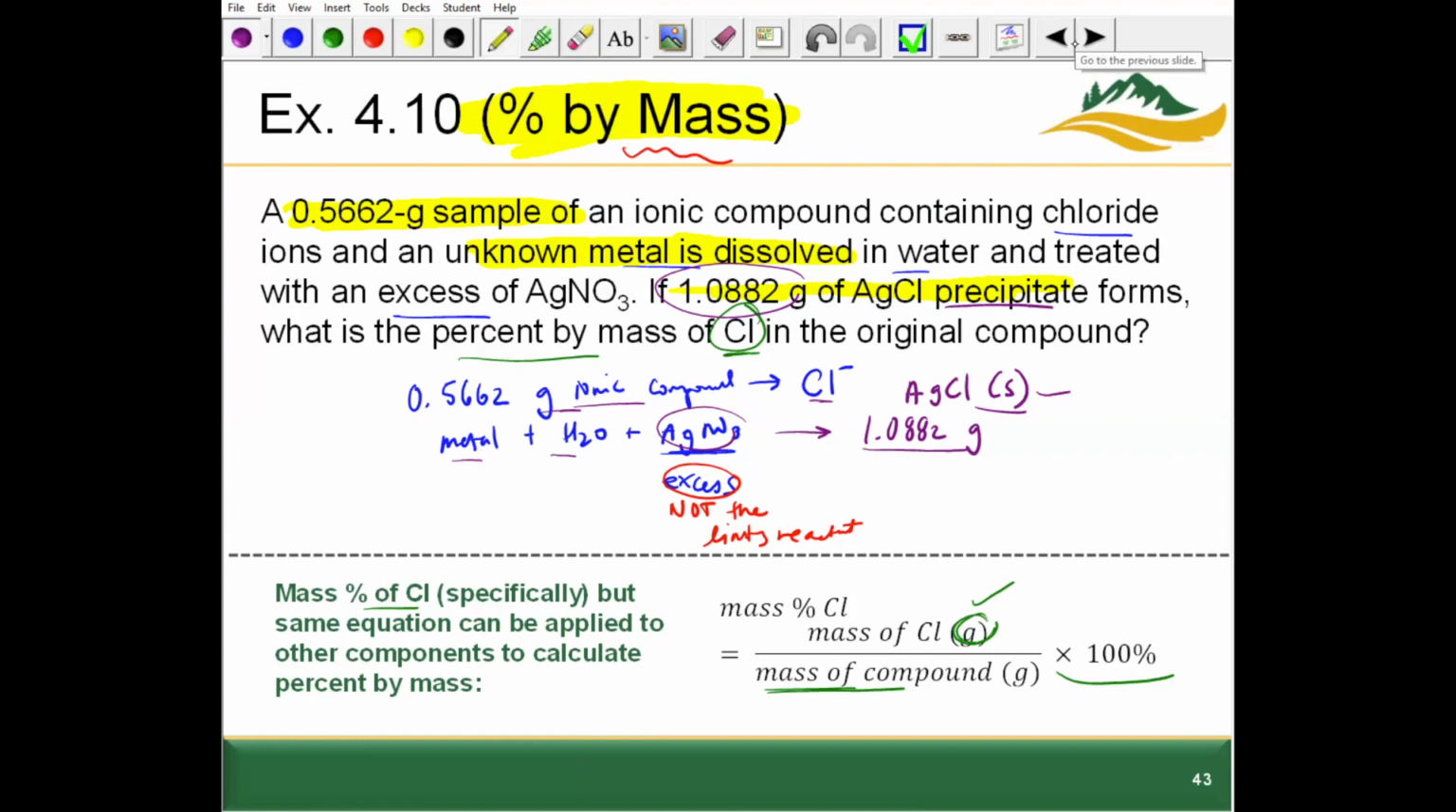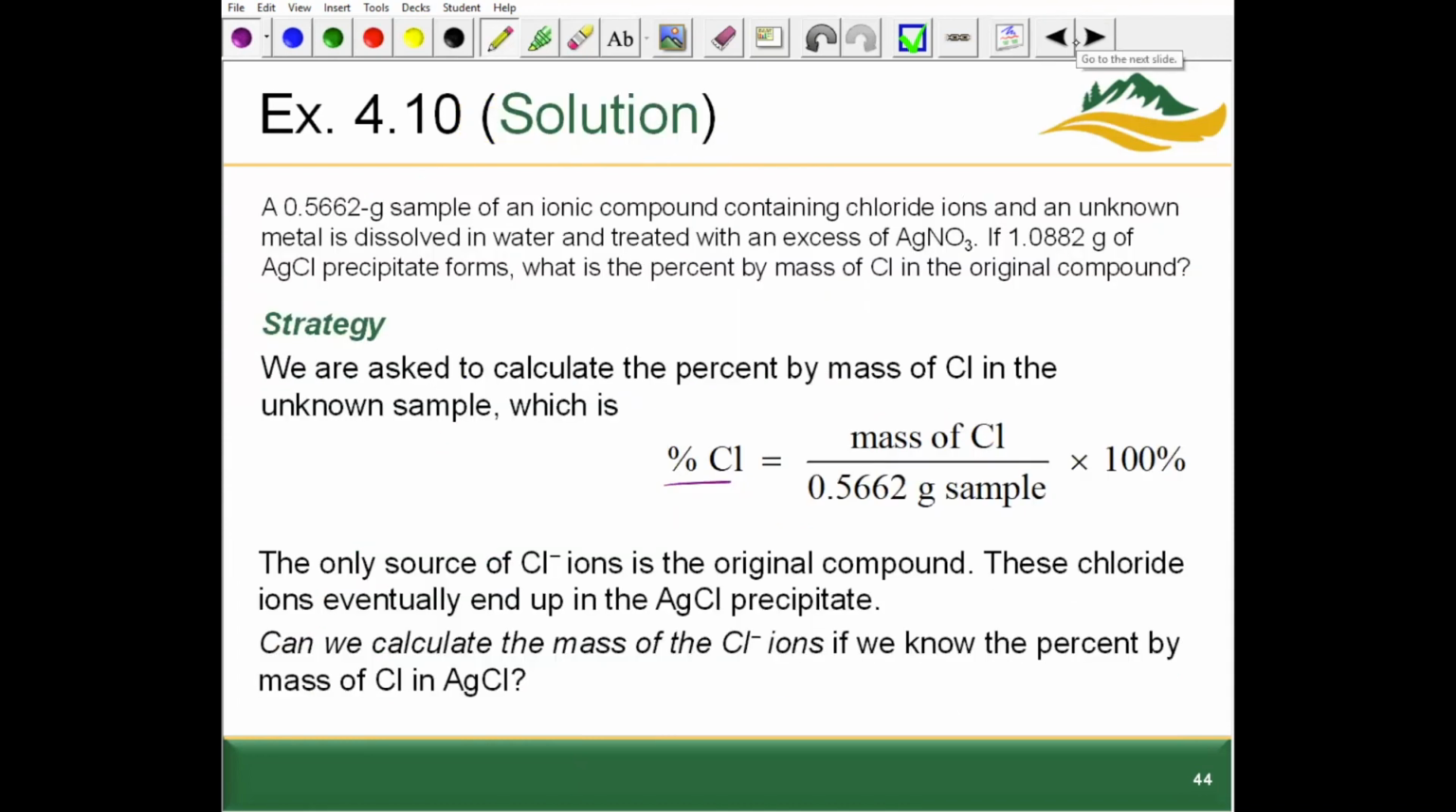Well, what we know is this formula for percent by mass. We also know this total amount of the compound that contained chloride ions. So one connection we can make in solving for percent by mass is that we have the total mass of the sample, but we don't know the mass of just Cl minus. So we don't know the mass of just these chloride anions or chlorine in the sample. So we need to solve for this, then we can solve for percent by mass.